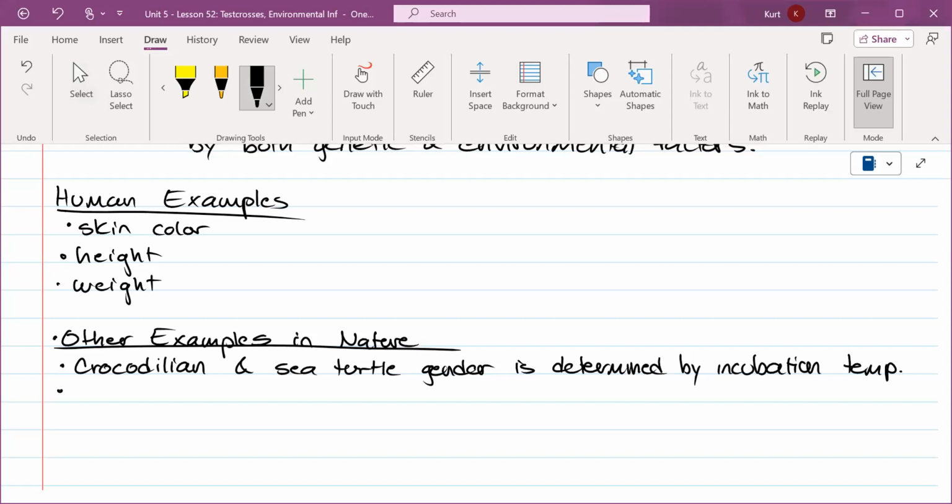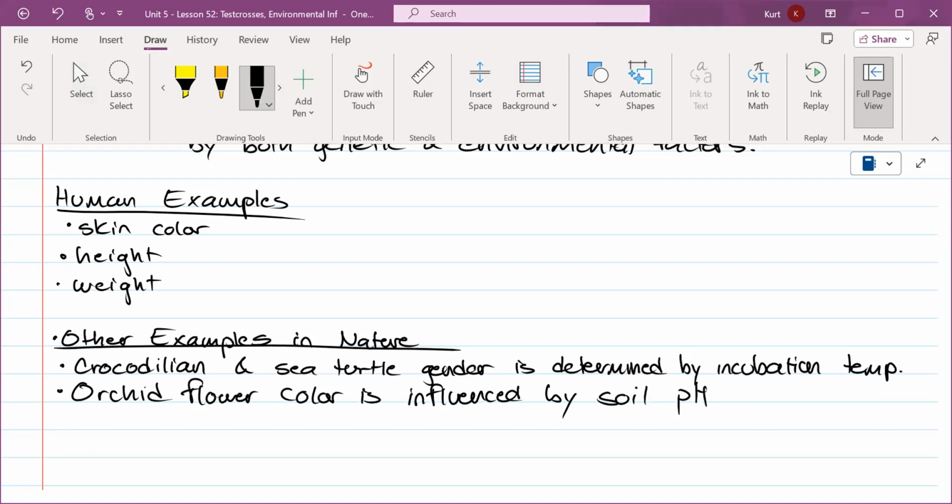Another one is going to be orchid flower color is influenced by soil pH. Hopefully you all know that the pH scale is on a scale of 0 to 14. 0 to 6.9 is acidic. 7.1 to 14 is basic. 7 in the middle is neutral.